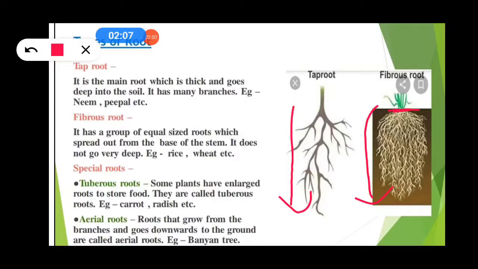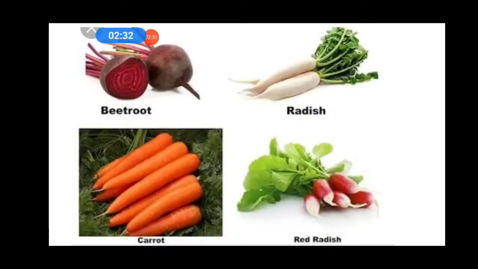Now, except taproot and fibrous root, there are some special roots. They are tuberous roots and aerial roots. What are tuberous roots? Some plants have enlarged root to store food. They are called tuberous root. Example, carrot, radish, etc. Look at this picture. These are enlarged root because they have to store food. Beetroot, radish, carrot, red radish, etc.